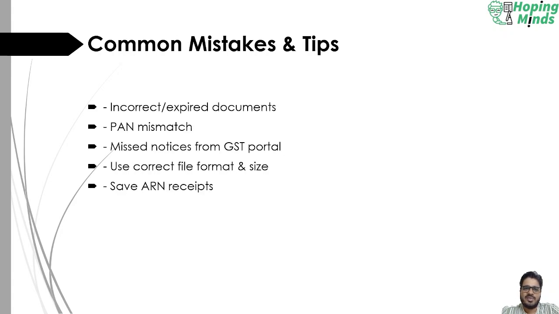Common mistakes and tips. Common mistakes are incorrect PAN or expired documents, or incorrect documents or incorrect format of documents, then PAN mismatch, then missed notices from the GST portal. Generally, the notices are uploaded on the GST portal, and we must keep on tracking the notices section. Use correct file format and size. Yes, the correct file format and size is very important, as this may lead to rejection of documents and subsequent cancellation of registration. Save ARN receipts. The ARN receipts must be saved for future reference.